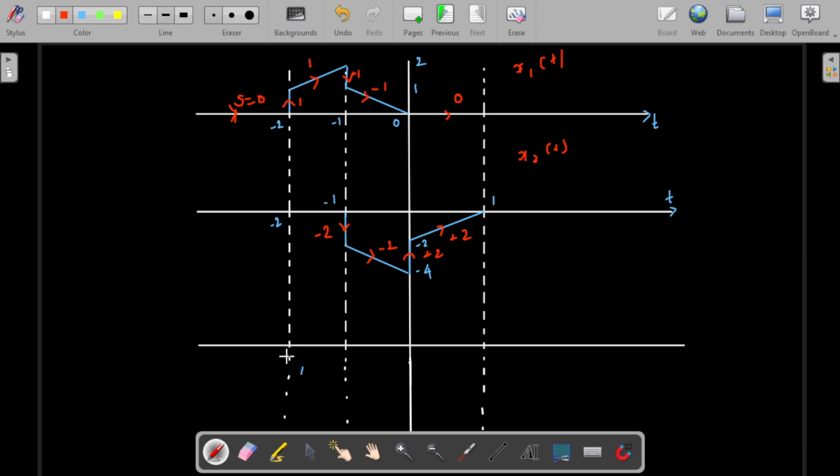Okay, so at the region of minus 2 to minus 1, there is no x2 signal. So this we can directly add. So let me do that one. So if we directly trace this one, this will be 1 here and it will directly go here. Okay, so there is no change in that.